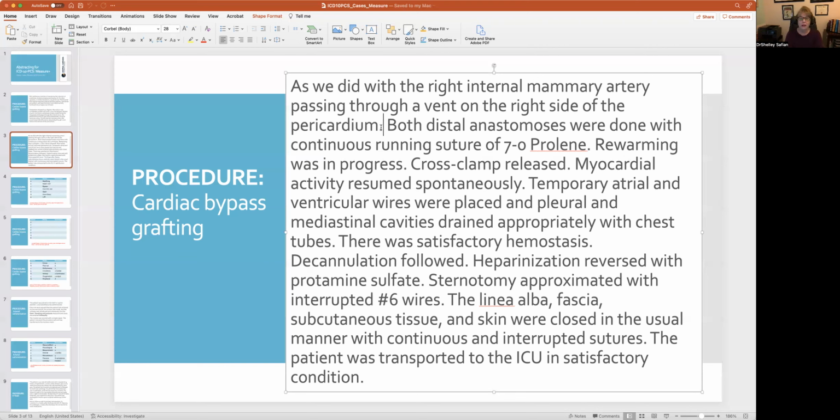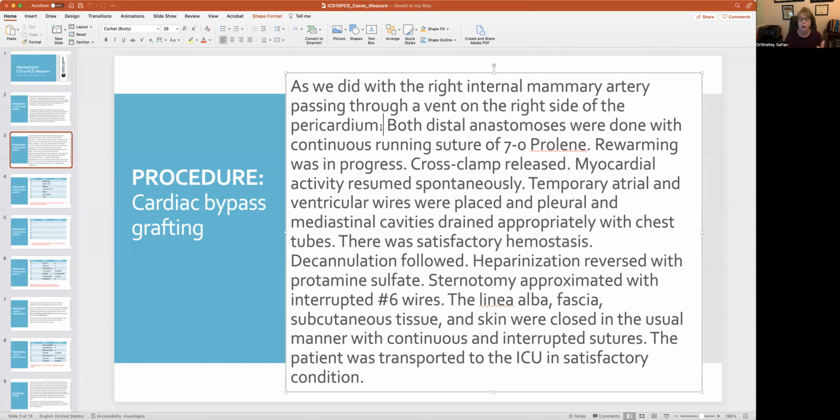Sternotomy approximated with interrupted number 6 wire. So they wired them back together again. The linea alba, fascia, subcutaneous tissue, and skin were closed in the usual manner with continuous and uninterrupted sutures. A nice blanket stitch would be nice. The patient was transported to the ICU in satisfactory condition.